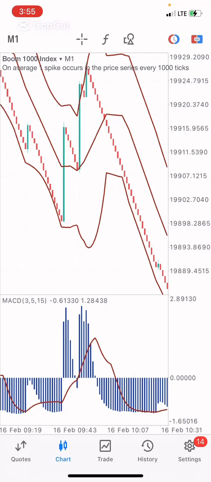So guys, do you wish to make a lot of quick money off this boom and crash market, but you don't have any price action skill? If this is you, gather here guys, gather here.